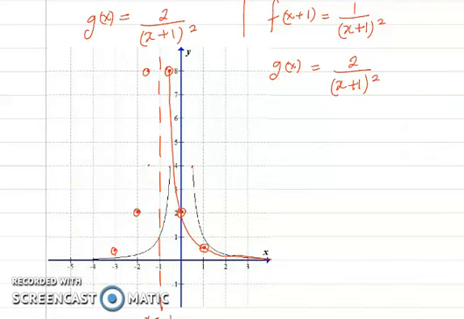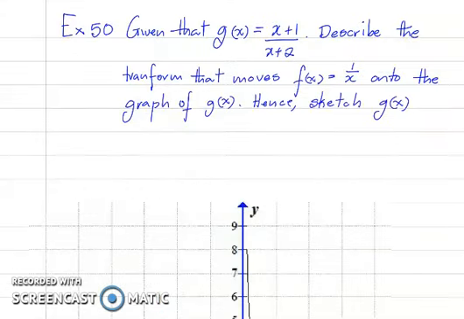All right, and the next asymptote is the line x is equal to minus 1. It's my vertical asymptote. And so the red graph would be the graph g of x, which is equal to 2 over x plus 1 squared. All right. So we'll look at the final question with this heading or topic.